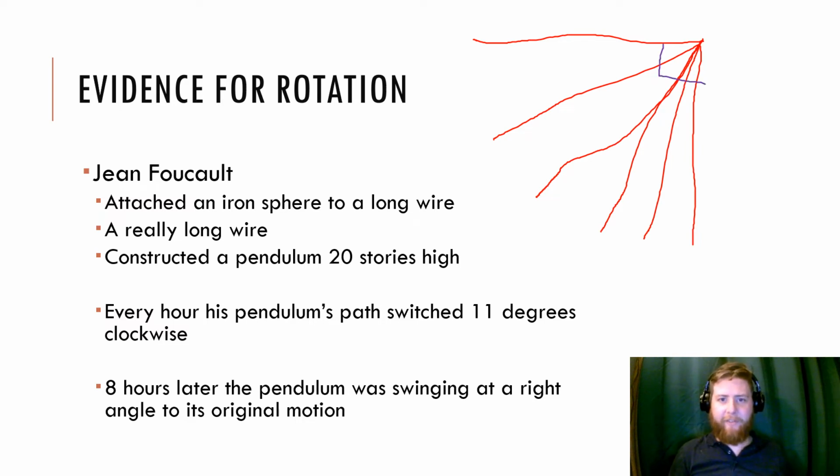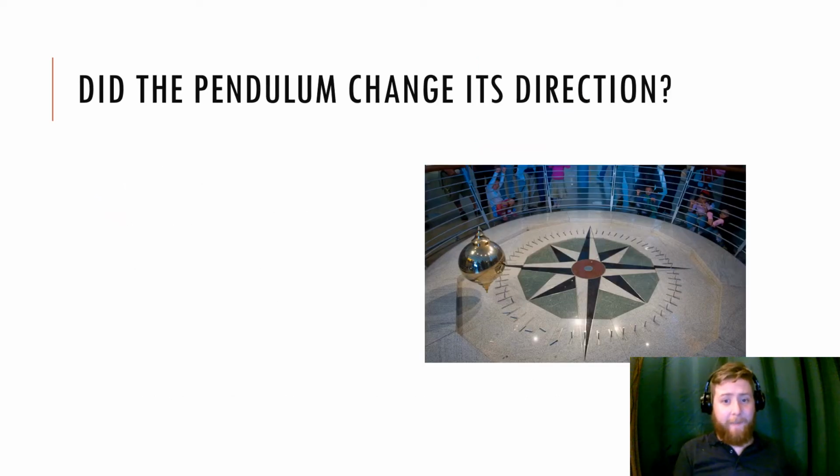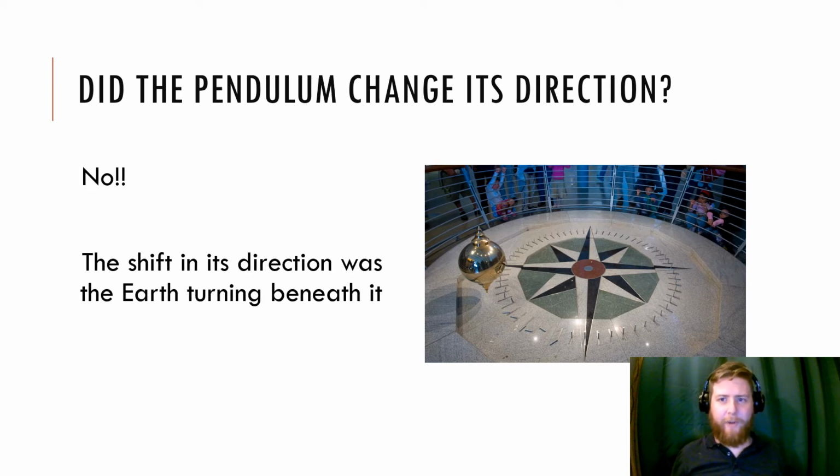So what this is telling us is that this pendulum is not only swinging back and forth, but also moving in a clockwise direction. Now the question I have for you is, did the pendulum change its motion? And the answer is no, of course not. The shift in its direction was because the Earth was turning underneath of it. So the Earth is spinning around, and the pendulum was moving side to side.